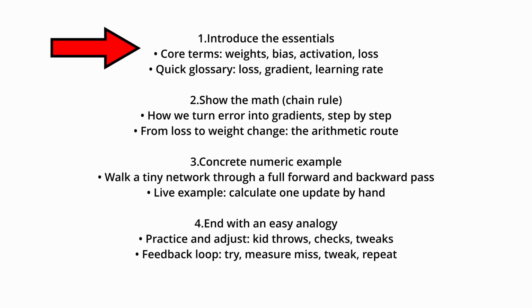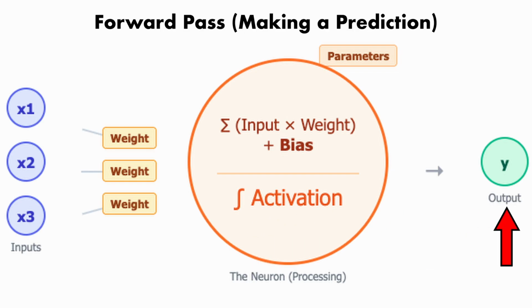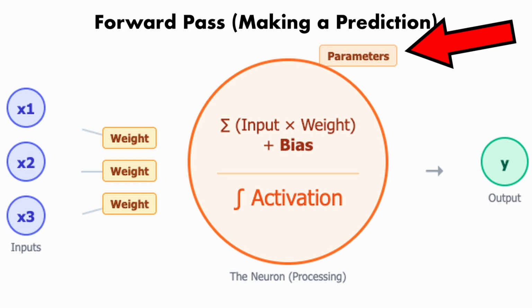Before we dive into backpropagation itself, you need to understand a few things. First, what a neural network does in a forward pass. A neural network is a layered function that converts inputs into outputs. Each neuron computes a weighted sum of its inputs, adds a bias, passes the result through an activation function, and passes that forward. We call the collection of weights and biases the network parameters.